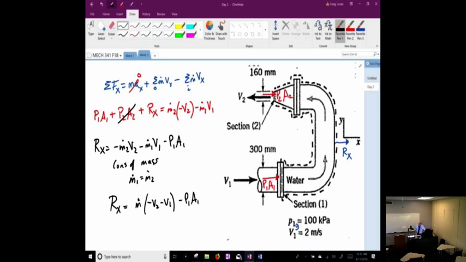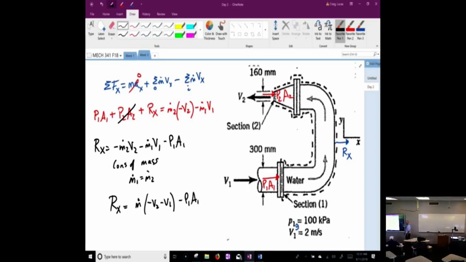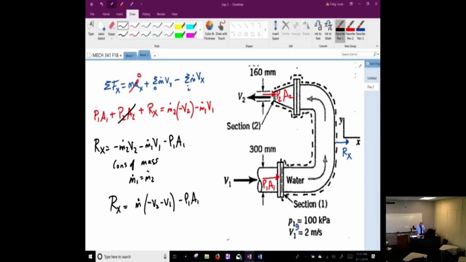The only thing we don't know is what? V2. Well, we don't know the area either. We know the area, we know the diameter. Yes, but we don't know area yet. We can find it, yeah. Okay, so we know P1 and A1, right? We know V1. So is everyone almost caught up? Okay, so let's find what? You want to find m dot? Yeah, sure.